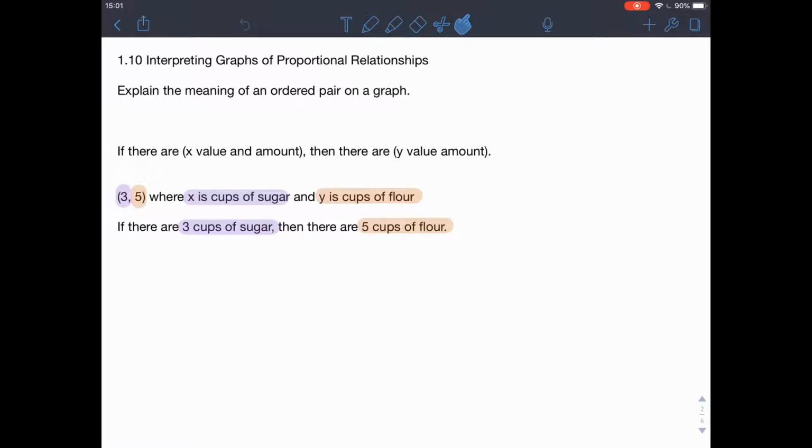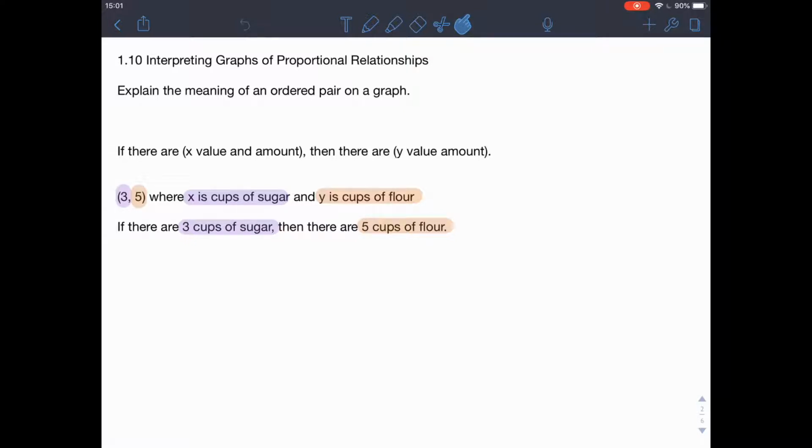In this video, we're looking at Lesson 10, Interpreting Graphs of Proportional Relationships. Our learning goal is to make sure that we can explain the meaning of an ordered pair on a graph. This will help us master Standard 7.RP.2d: explain what a point (x, y) on the graph of a proportional relationship means in terms of the situation, with special attention to the points (0, 0) and (1, r), where r is the unit rate.